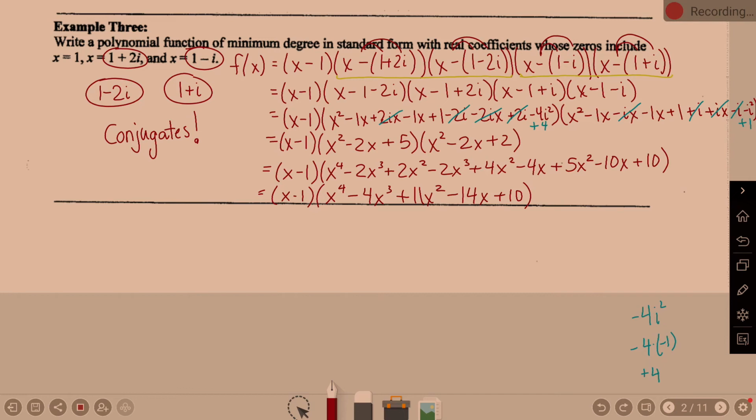Okay, now what? It's easier multiplying at least. I'm going to take x times everything in the second parenthesis, and then I'm going to take minus 1 times everything in the second parenthesis. So x times everything. So basically just increase each power. x to the 5th minus 4x to the 4th plus 11x to the 3rd minus 14x to the 2nd plus 10x.